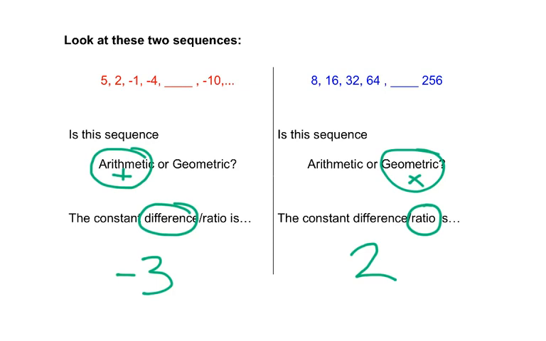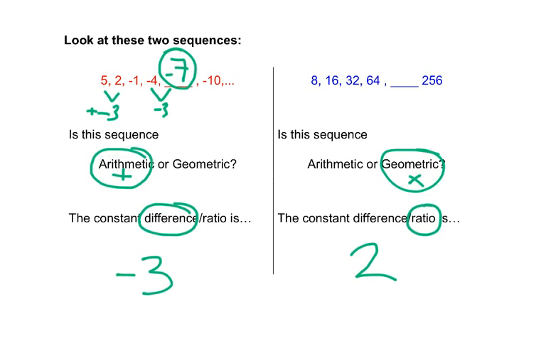Now the last thing we're going to have to do for these questions is fill in the blank. And so let's look at this. If we're adding -3 or subtracting 3, which means the same thing, every time over here, then -4 minus 3 or plus -3 is going to be -7. That would be that answer right there.